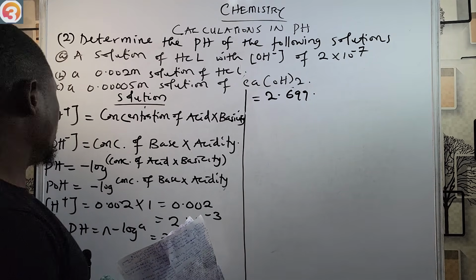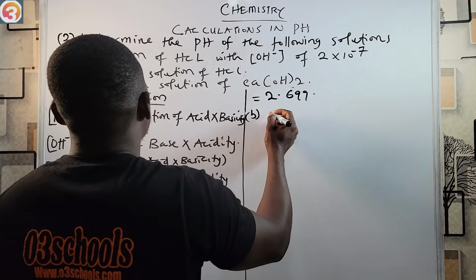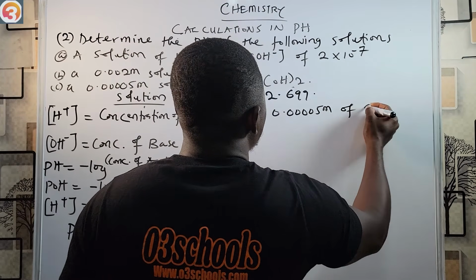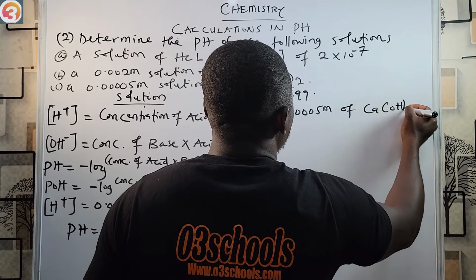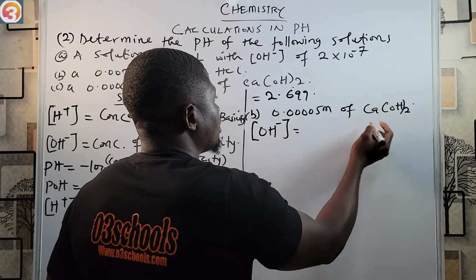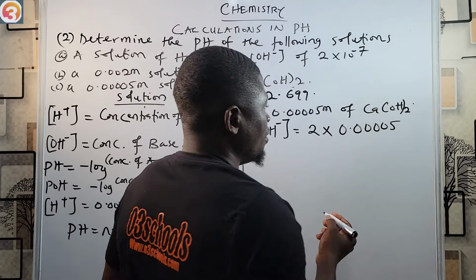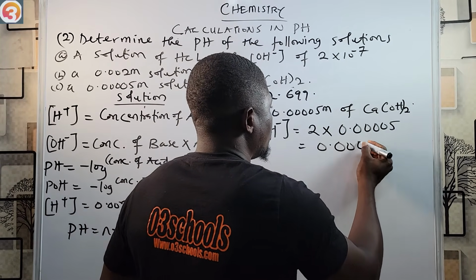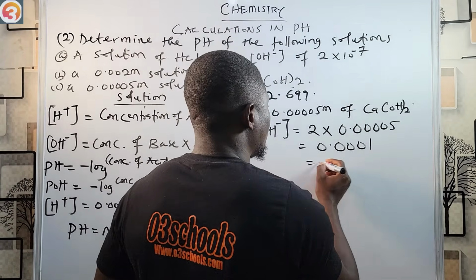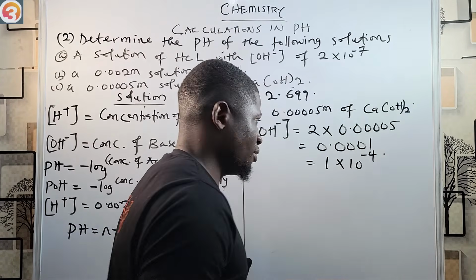So now let's see the other question. They say 0.00005 mole of Ca(OH)2. So this means that our hydroxide ion concentration becomes 2 multiplied by 0.00005. All right, so that will give us 0.0001. Okay, so we can convert this value to standard form. That will give us 1 times 10 to the power minus 4. All right, so simple as ABC.